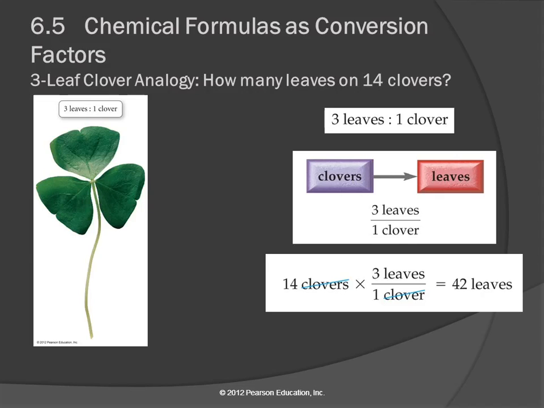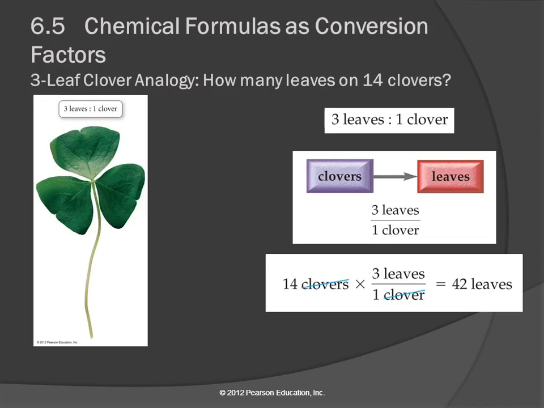If we look at this clover, how many leaves on the clover? It's not a trick question. 3. One clover has 3 leaves. That's a conversion factor. So, how many leaves are on 14 clovers? Can you figure that one out? Sure. We just take 14 and multiply by 3, right? You know what to do because you can visualize that.